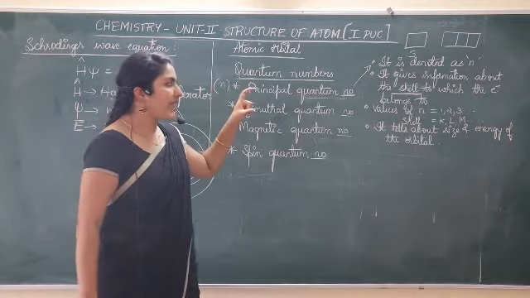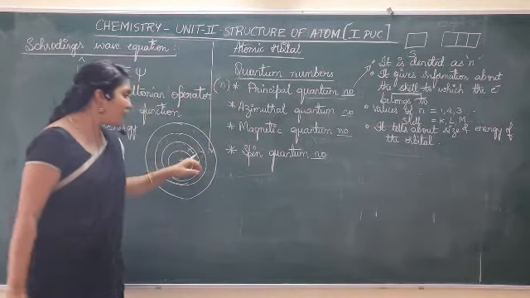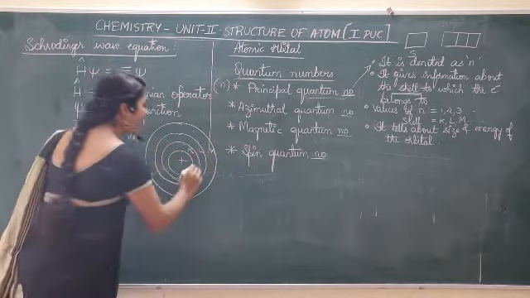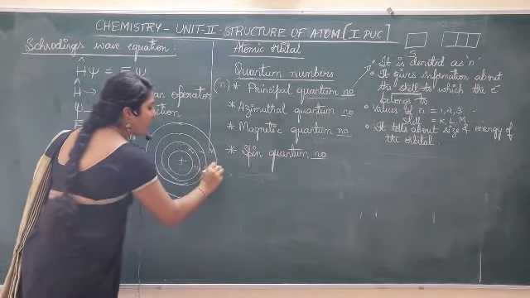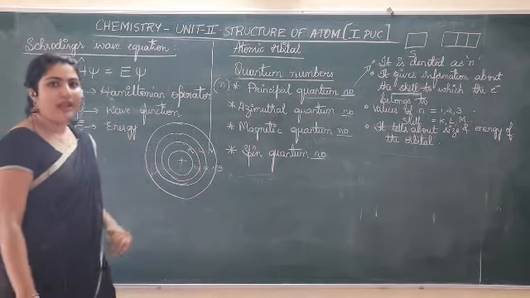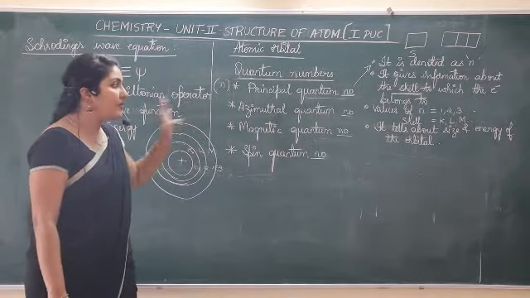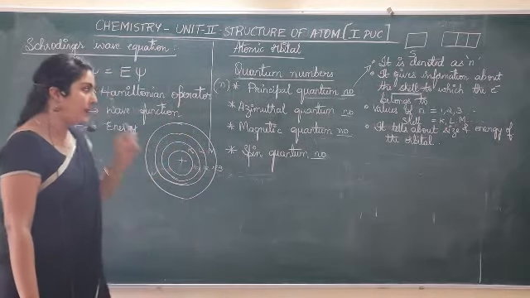It is denoted as n. It tells about the main shell to which the electron belongs to. If we say n is equal to 1, that means K shell. N is equal to 2, L shell. N is equal to 3, M shell, and so on. It also tells about size as well as energy of the orbital.